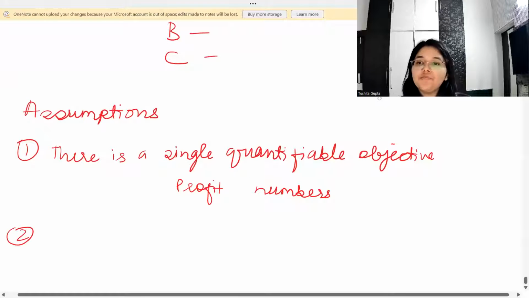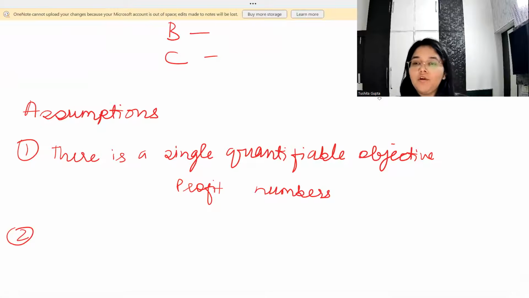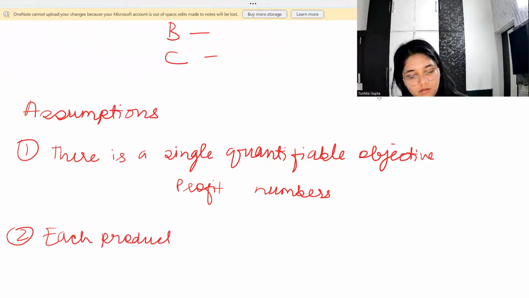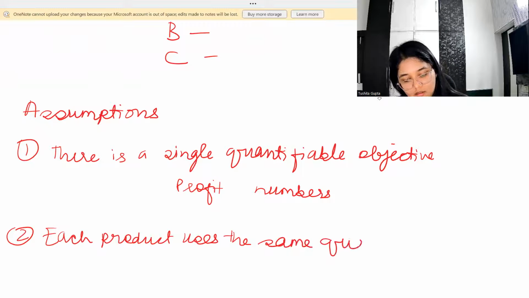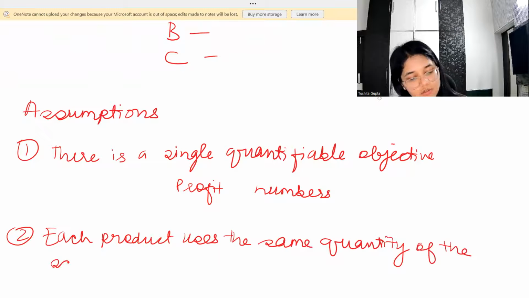Now, the second assumption which this model has is that each product uses the same quantity of the scarce resource per unit.